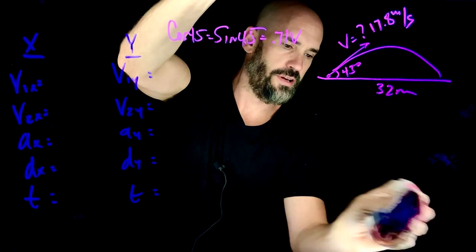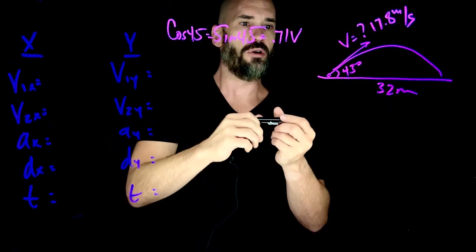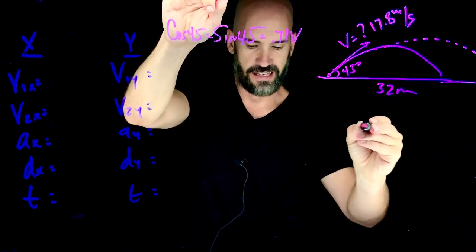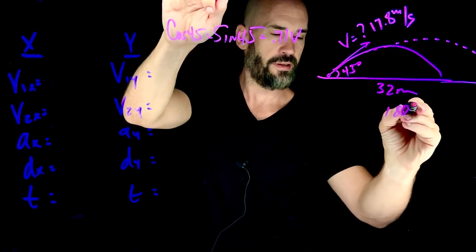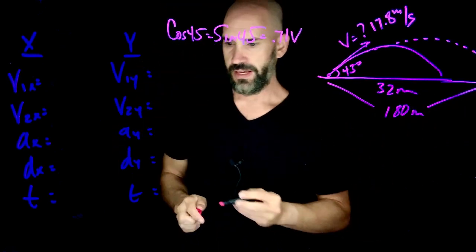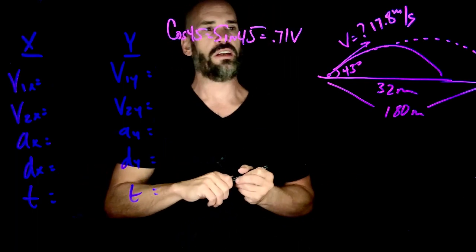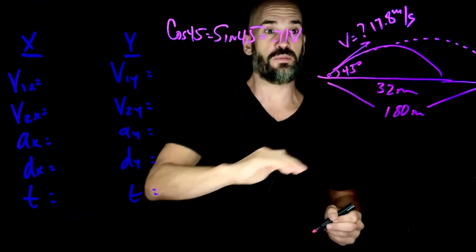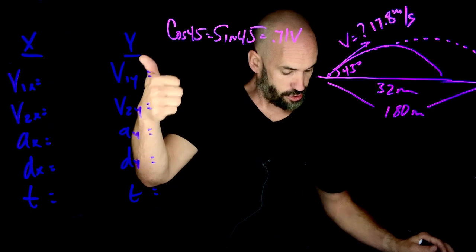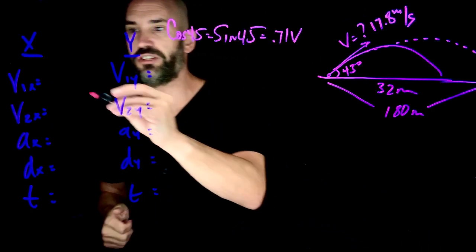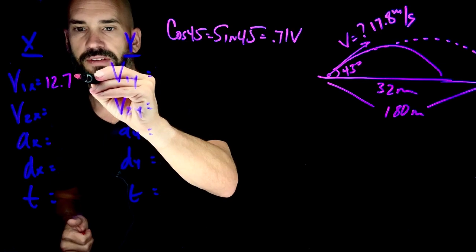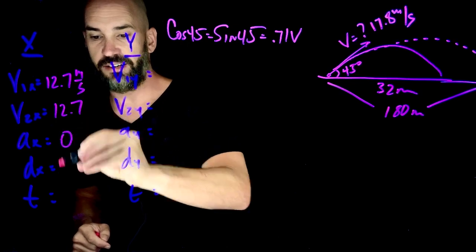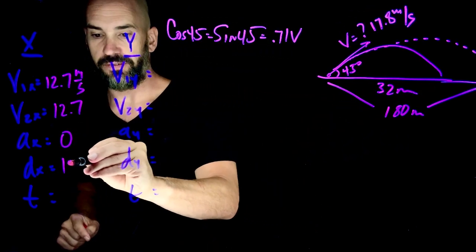Okay, so on the Moon, we have the same launch, but because gravity is so much smaller, it's going to go so much farther. In fact, it's going to go 180 meters. Let's ask ourselves the same question. What is our v1x? It's the same angle, same launch speed, so this is 17.8 cosine of 45, which gives 12.7 meters per second. It has to stay the same, no acceleration in the x direction, so that is 0. And now we're going 180 meters on our drive.